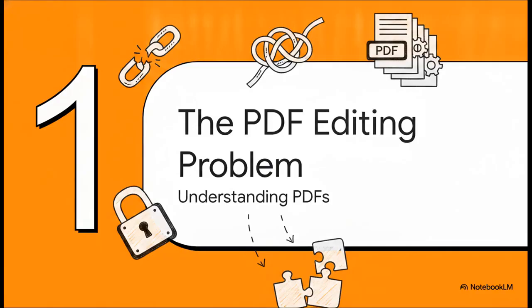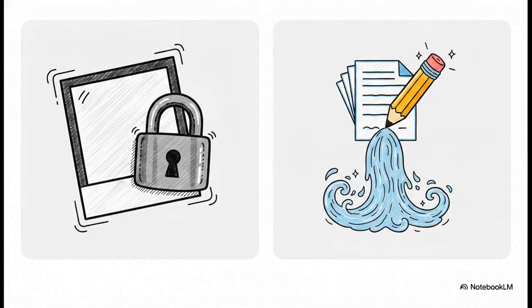Section 1. The PDF editing problem. To fully understand the solution, we kind of have to understand why PDFs behave the way they do in the first place. So, PDF stands for Portable Document Format, and it was designed specifically for viewing and sharing so that documents look exactly the same across all devices, no matter what. It's read-only, it uses exact layouts and absolute coordinates. Honestly, think of it like a photograph of text.